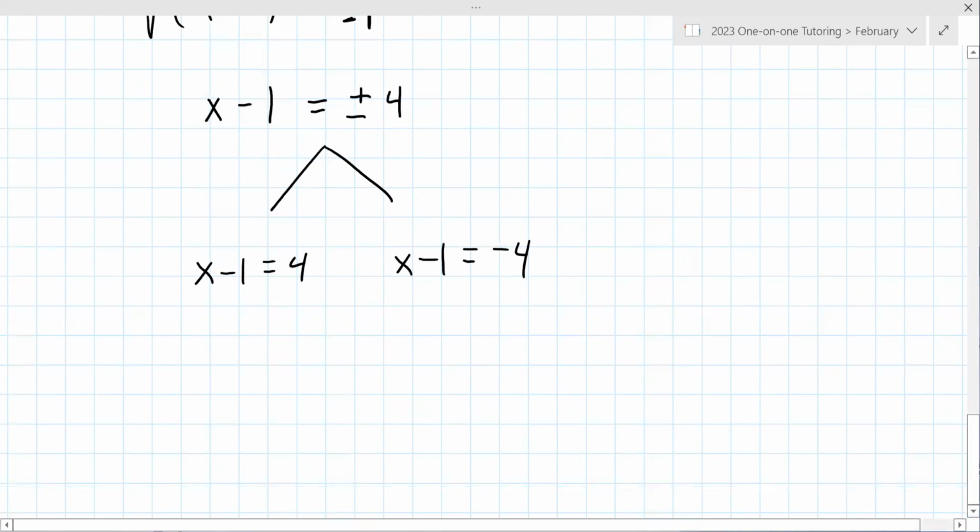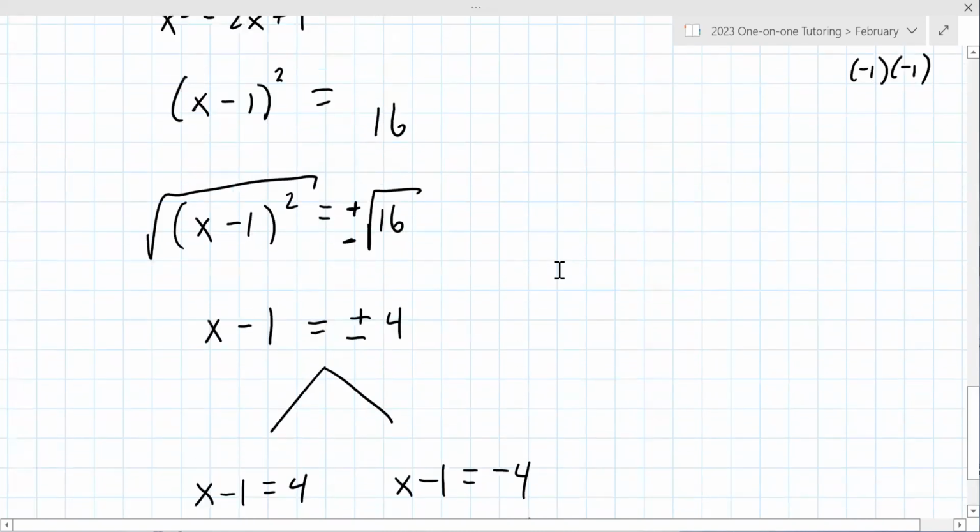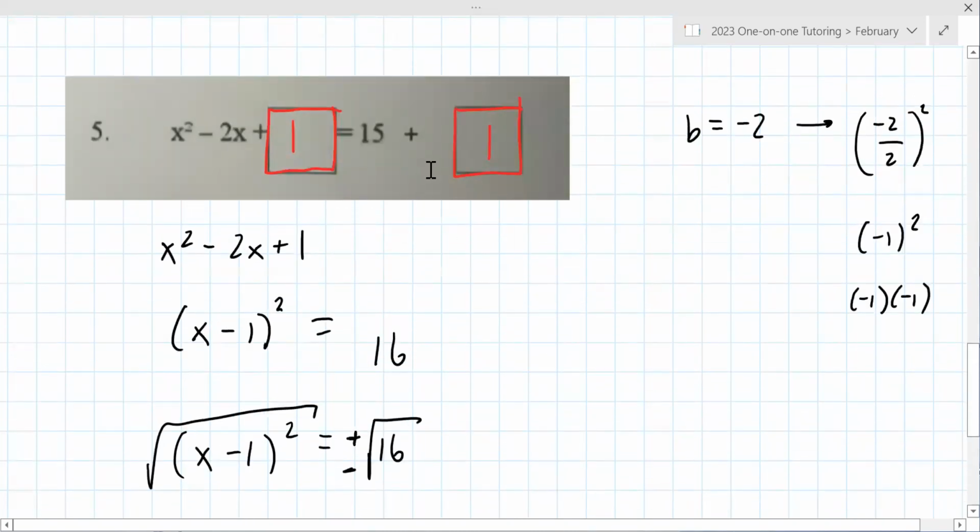Can you give me the two answers from here, please? Sure. I got 5 and -3. Very good. So I want you to just talk me through this problem, as best you can, in your own words, so I can gauge how much you do or don't understand here. Tell me what we did to start out in as much detail as you want.